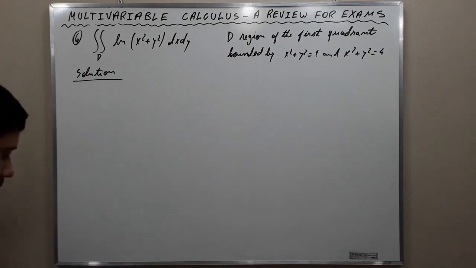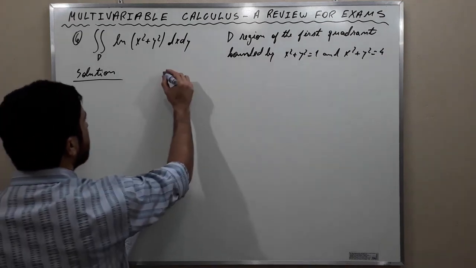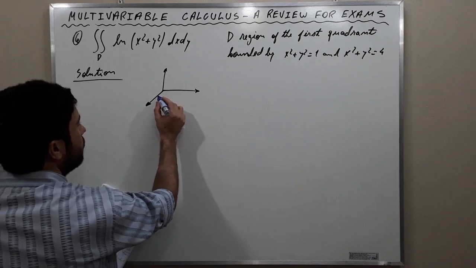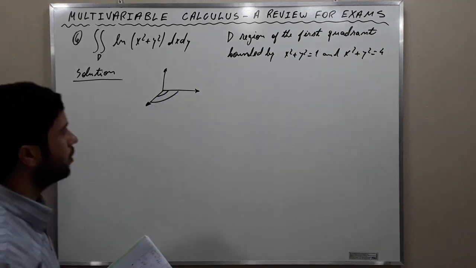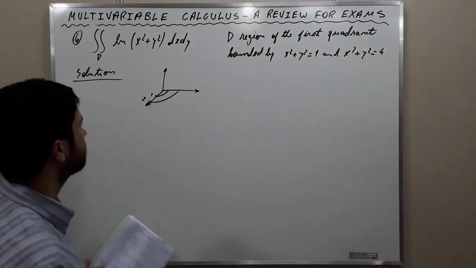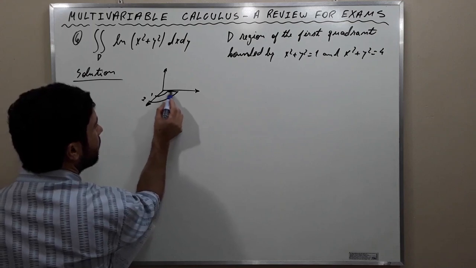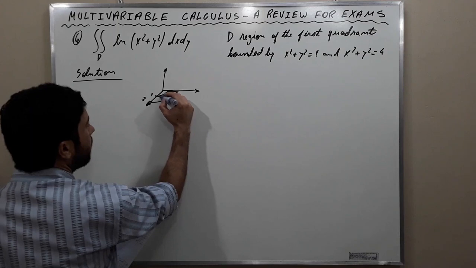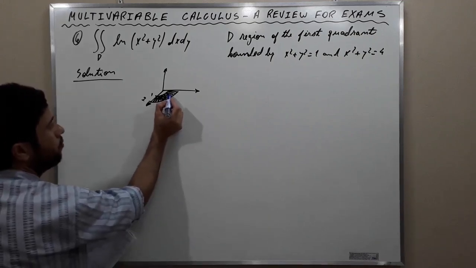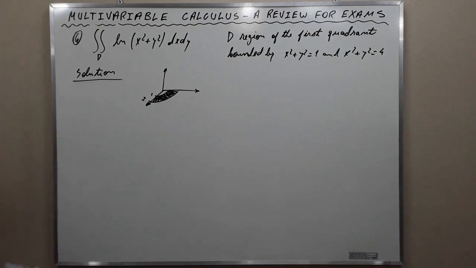Okay, let's understand the region of integration. We have something of this sort here, and we have a circumference like this and another like this. This is 1 and this is 2. We are going to integrate in this portion here. But as you can notice, it is going to be difficult to integrate in Cartesian coordinates. We are going to change from Cartesian to polar coordinates.